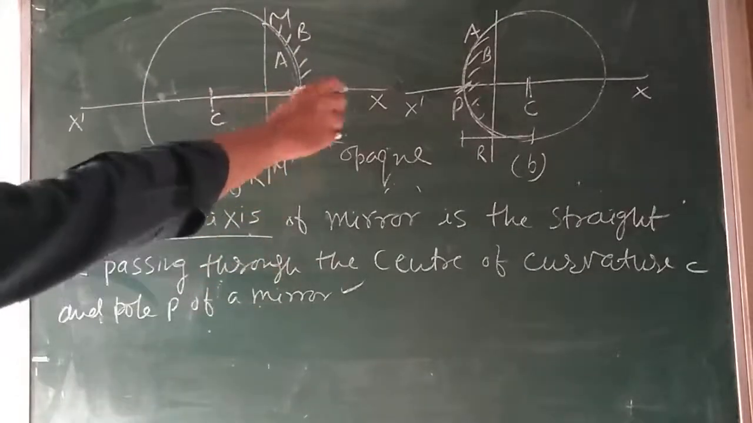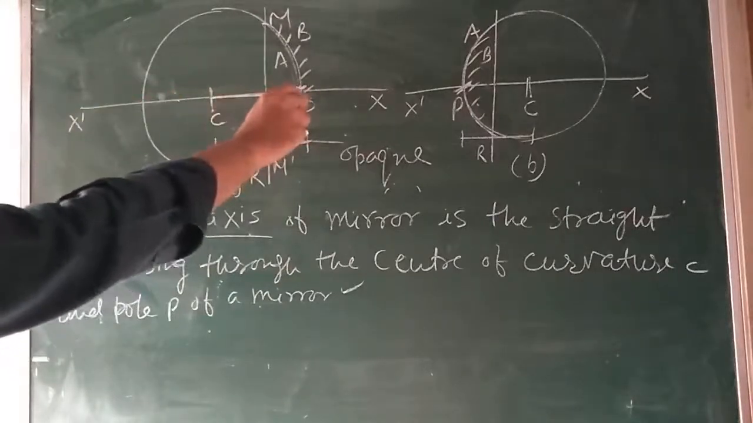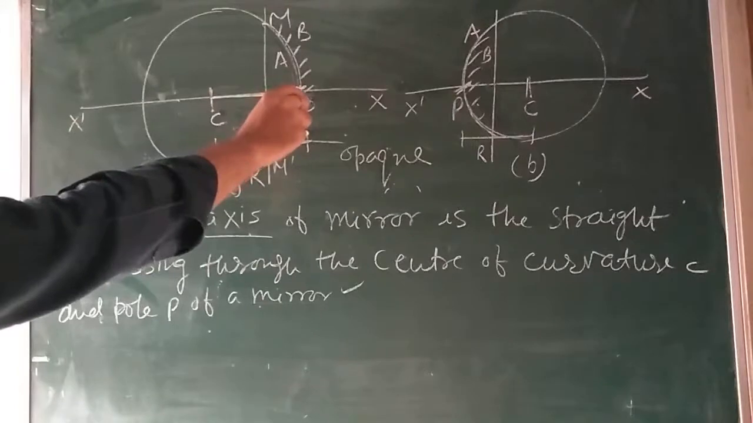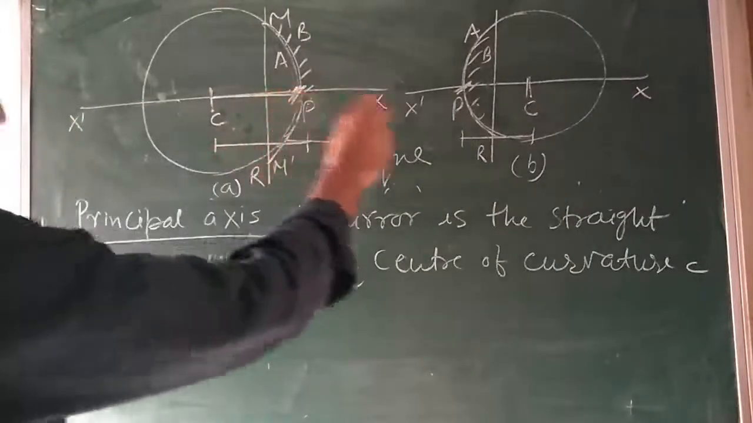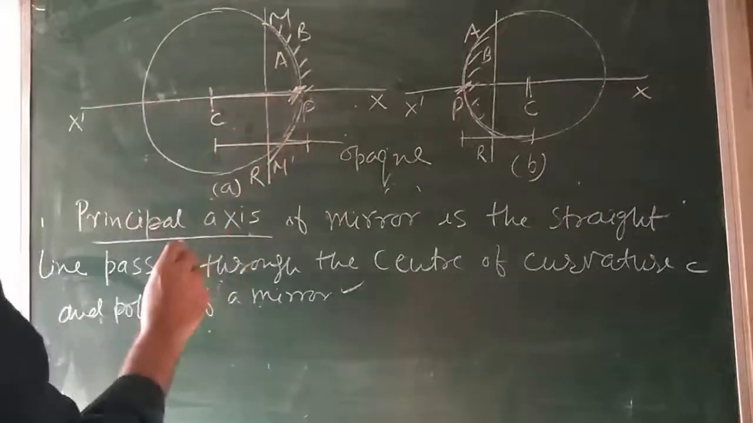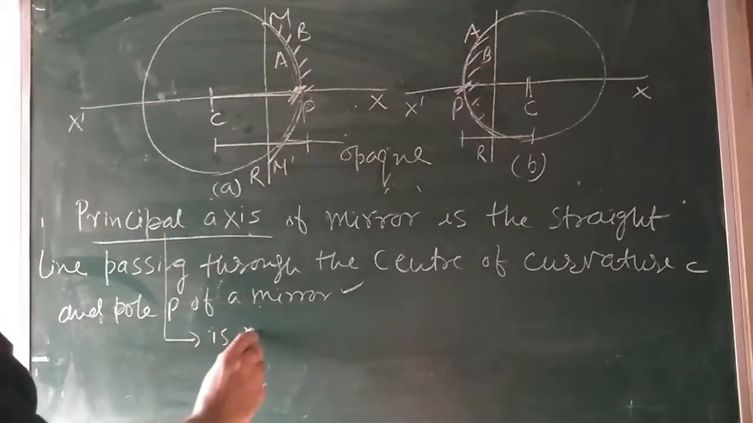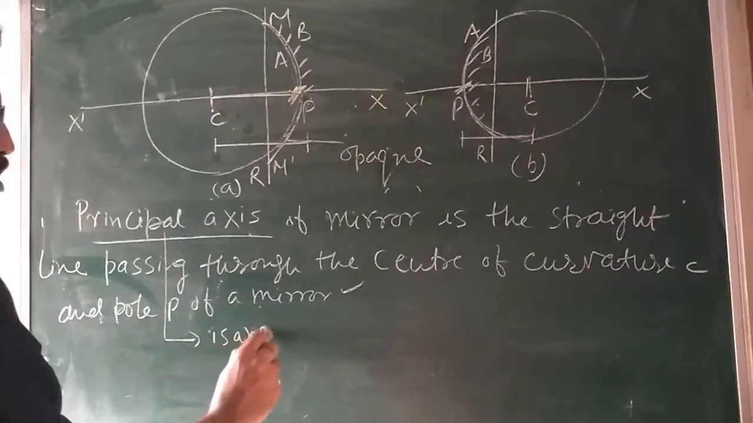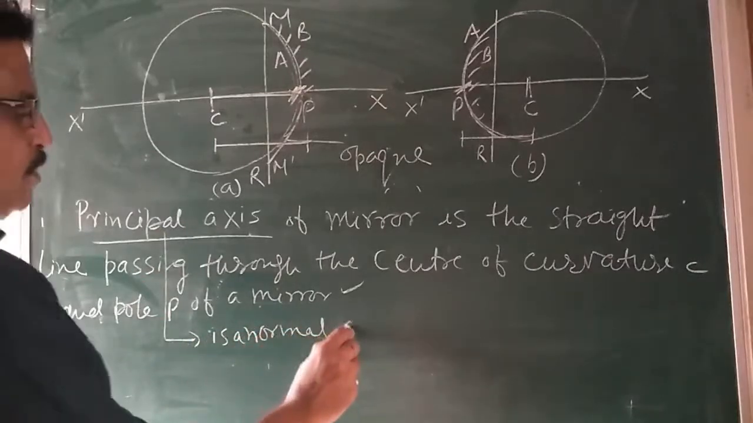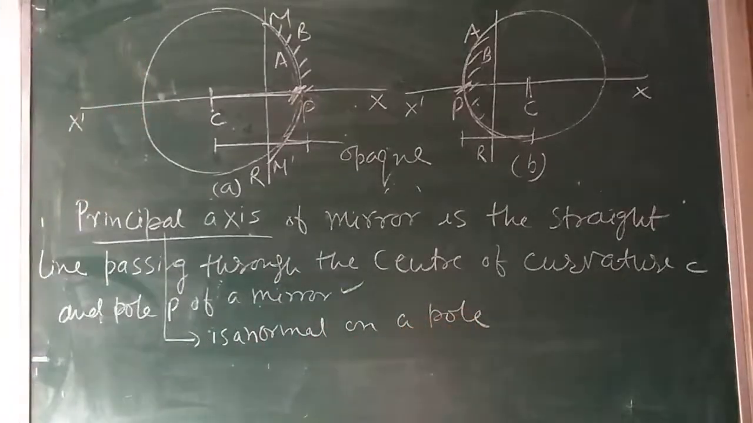Or I can say this principal axis is normal to the mirror at its pole. At this pole a normal is drawn, it is the normal. So principal axis is a normal on a pole. It is clear?